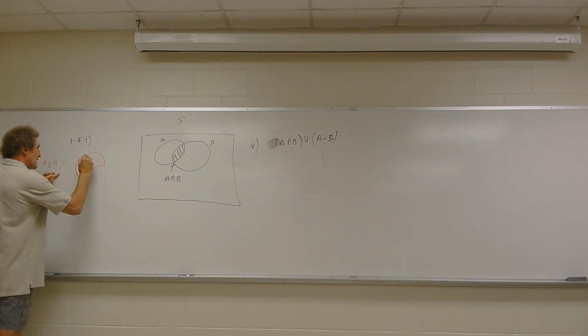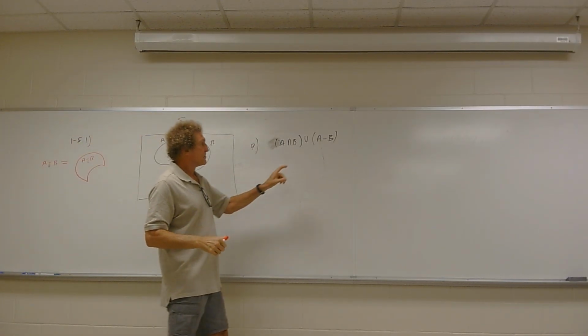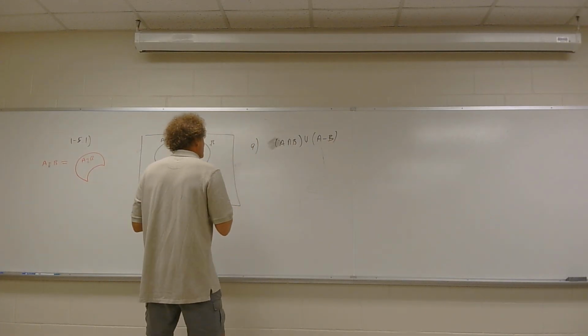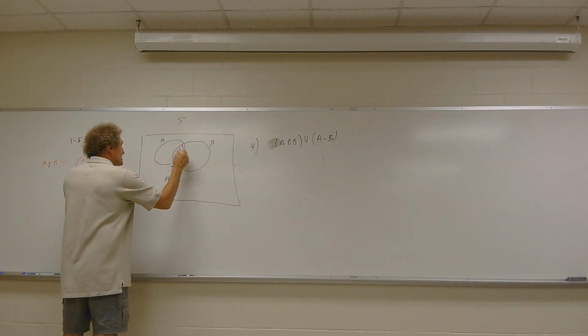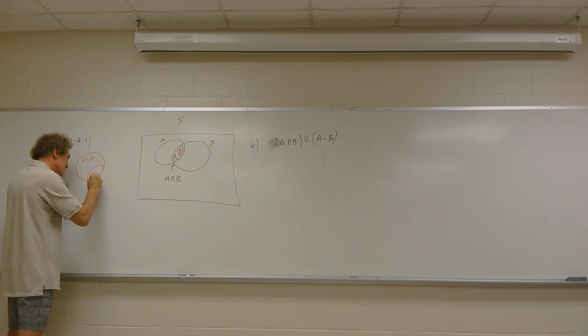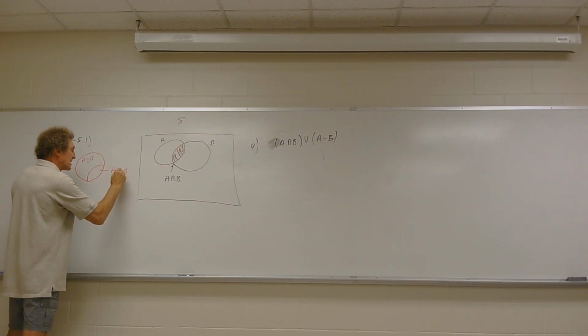It would be A minus B. Y'all would. All right, now that would be the area of this. You agree? Then it says A intersect B. Well, A intersect B is this, right? And you'll notice there's a union. So this would be A intersect B.